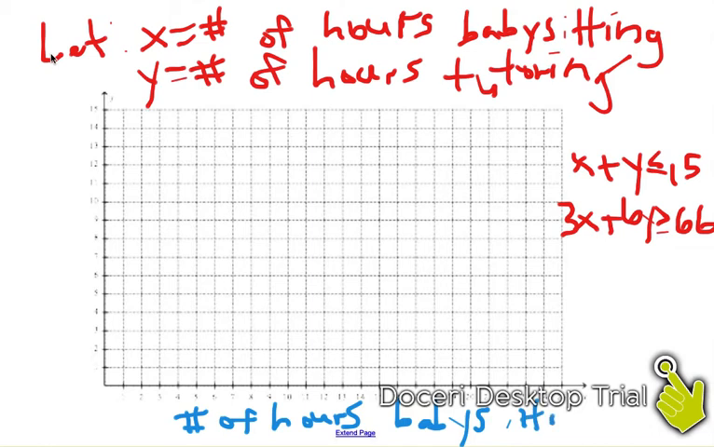And let's also title the graph. Let's title it Gino's Jobs. My handwriting is atrocious right now, I know. Gino's Jobs. And let's let the y-axis be hours tutoring.